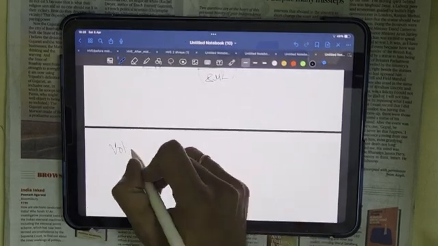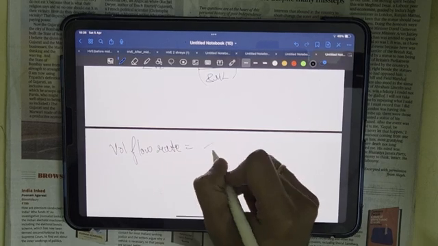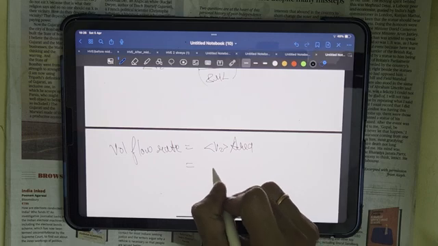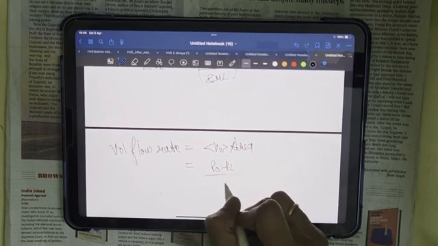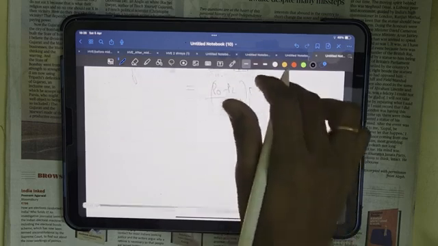Volumetric flow rate is equal to average velocity into area. The equation is (P0 minus PL) upon 8 nu L into pi R to the power 4.